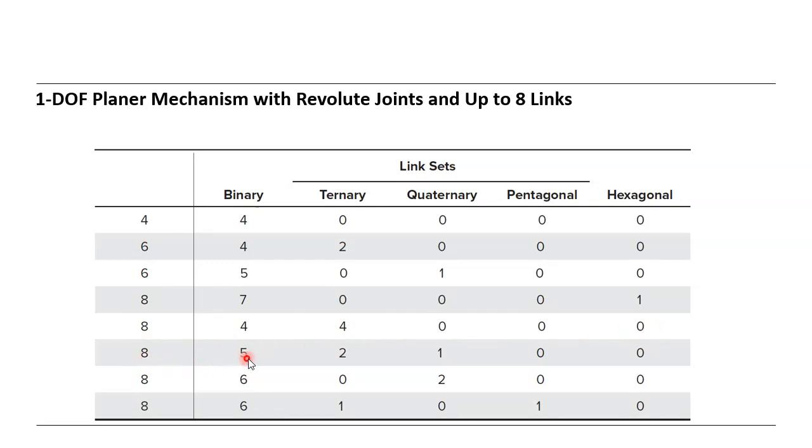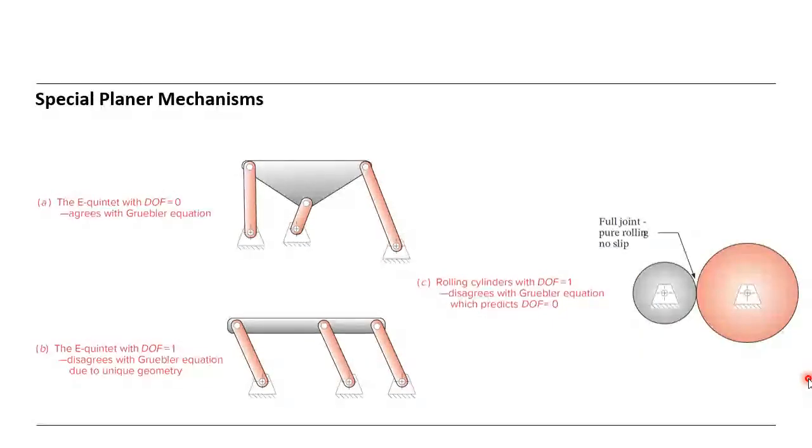So then the next one, 5 binary links, 2 ternary, 1 quaternary, and the next one, 8-bar mechanism, 6 binary, 2 quaternary, and this is also finished. And the next version of the 8-bar mechanism, 6 binary, 1 ternary, and 1 pentagon. Okay, then we will continue next week, special planar mechanism.